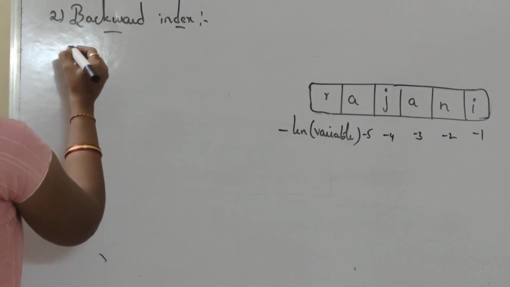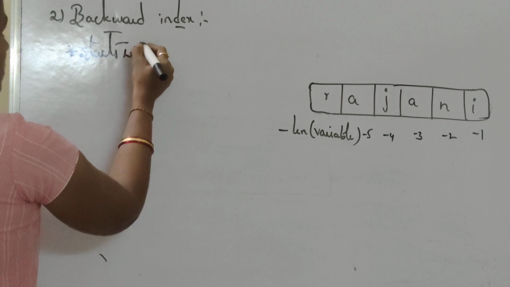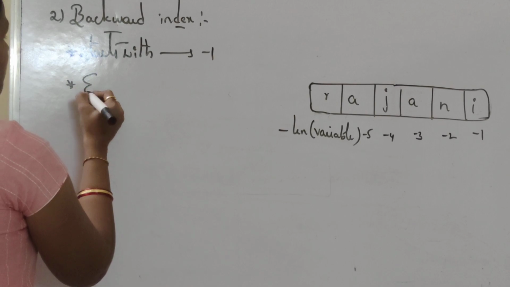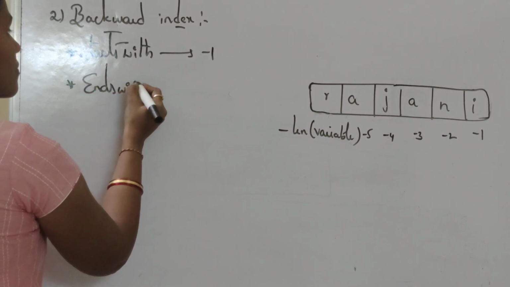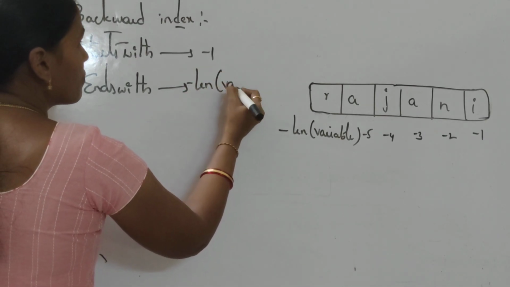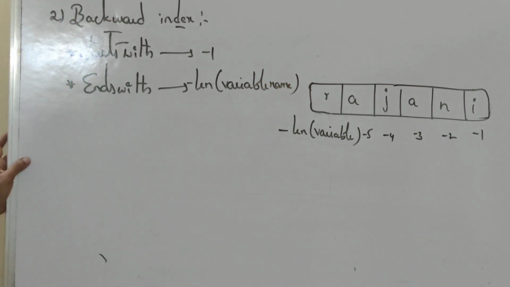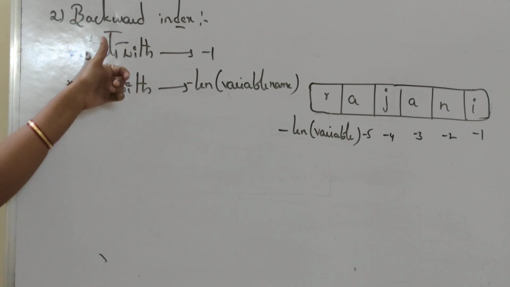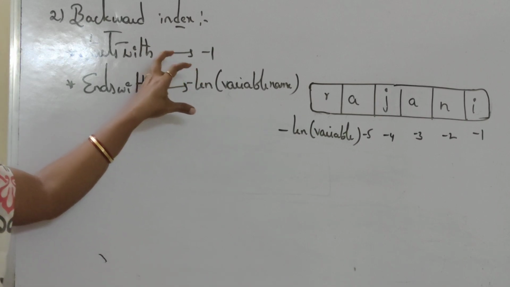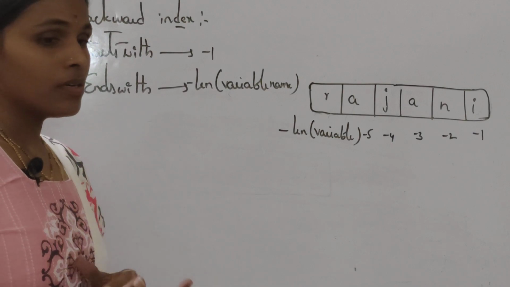Backward index starts with minus 1, ends with minus length of variable name. This is the backward index. By using this starting and ending index, we can reverse the string.